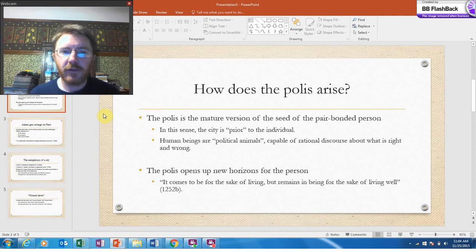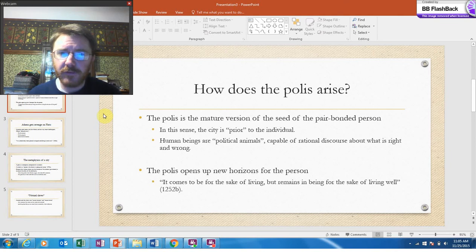According to Aristotle, human beings are political animals. It's a famous term. We're political animals. You might look at the way politicians treat each other and say, yeah, they're animals. But we're political animals capable of rational discourse about what's right or wrong. That's what it is to be the political type of animal as opposed to the other type of animal. So unlike other animals, according to Aristotle, we can talk about what's right or wrong. We can think about what's good or bad.